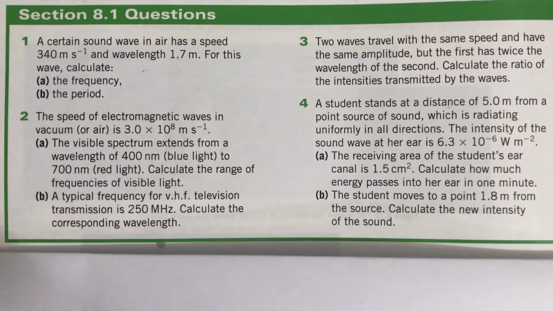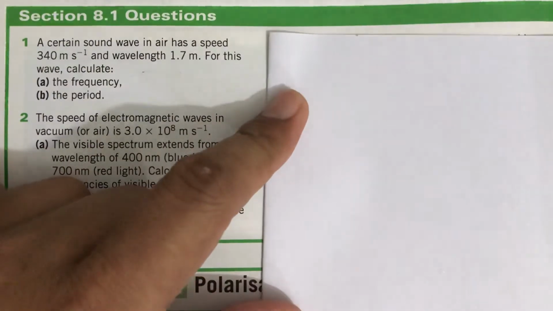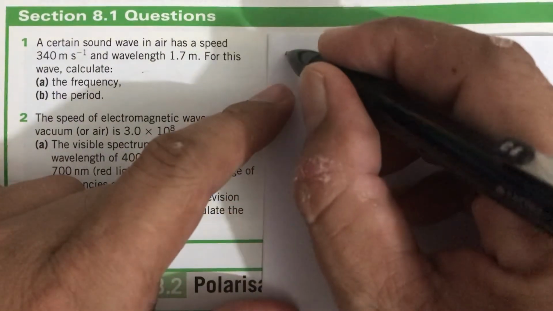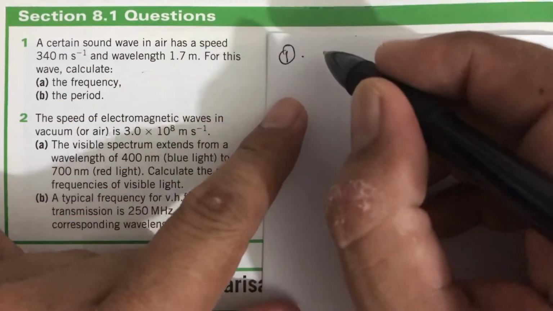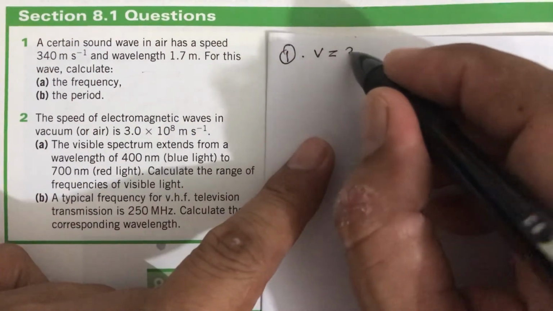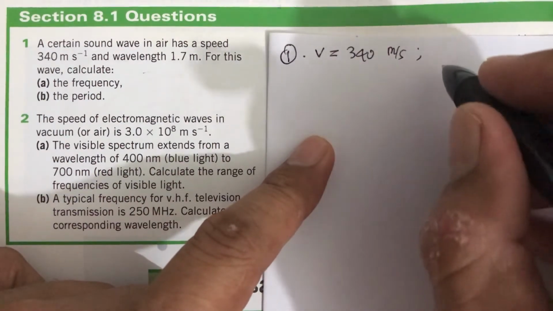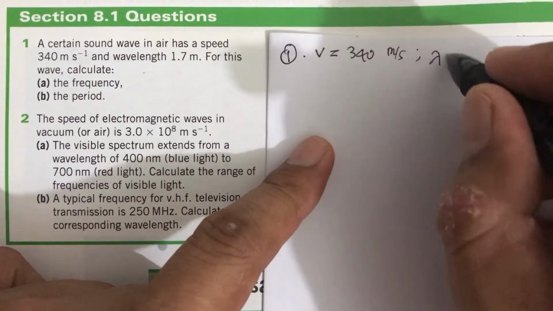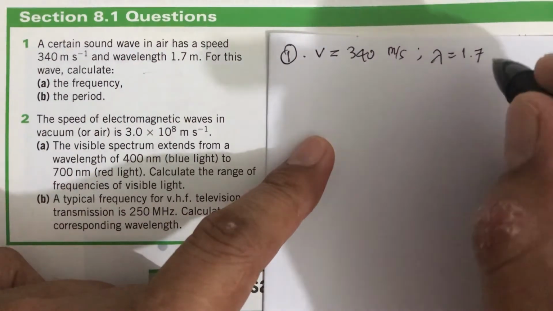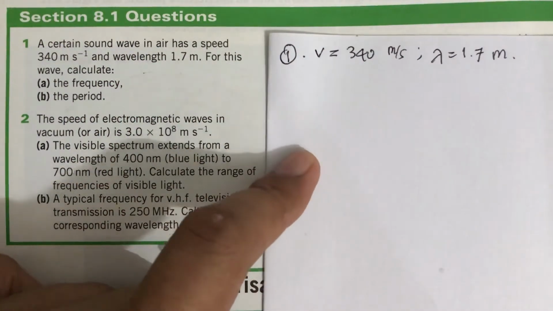So I draw first what is given. The velocity is 340 meters per second, and then we have the wavelength, lambda, of 1.7 meters. Correct? Yes.